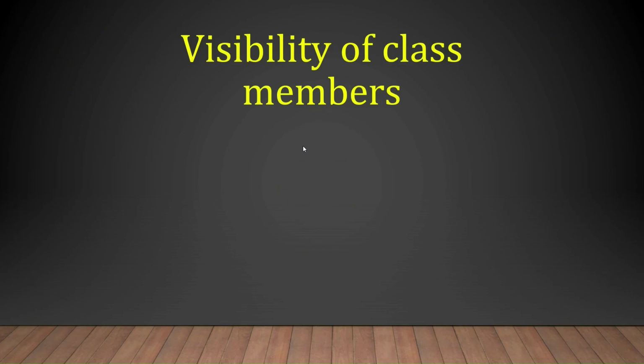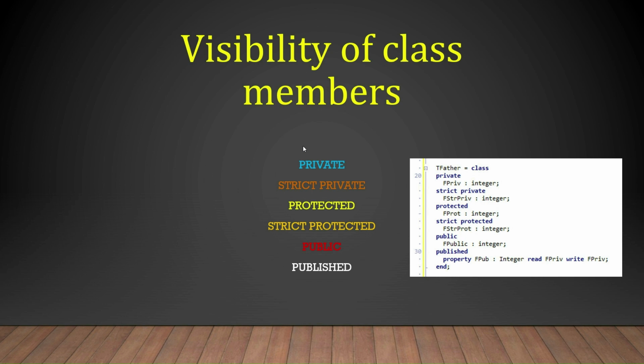Hi everyone, in this video I'm going to discuss the visibility of class members. We have a total of 6 access specifiers in Delphi. First is private, then strict private, protected, strict protected, public and published. And we will see how the access specifiers are declared.